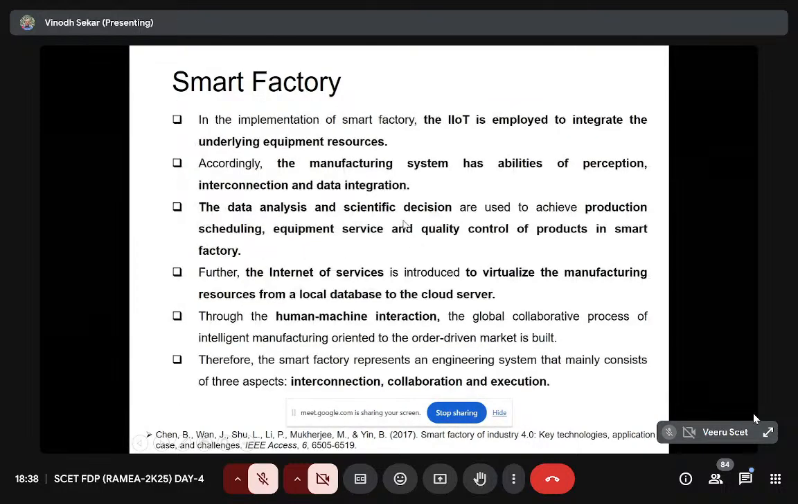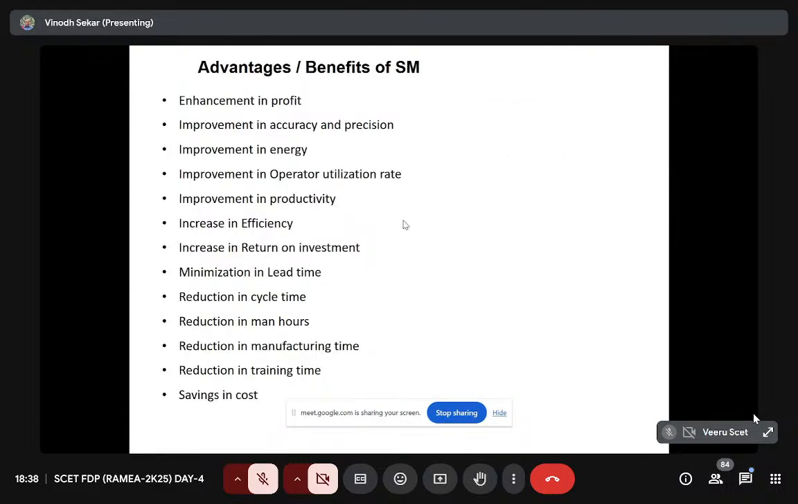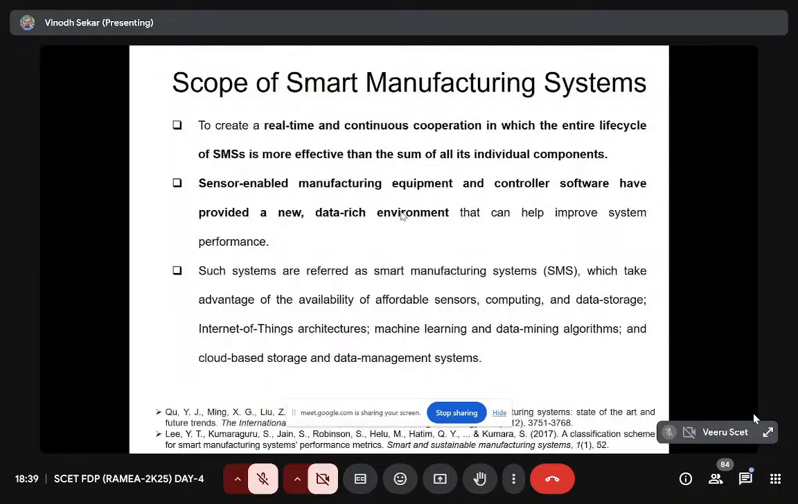Okay. So here there are several benefits of smart manufacturing in terms of financial benefits, resource-based benefits, optimal energy consumption, efficiency improvement, and lead time reduction, and the cost savings and the return on investment increase and so on.